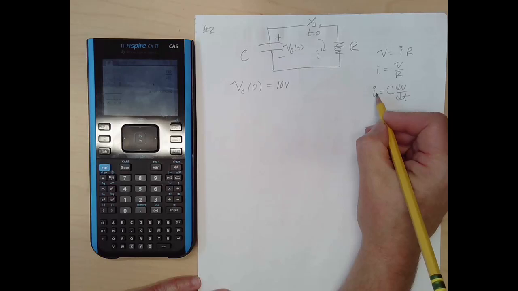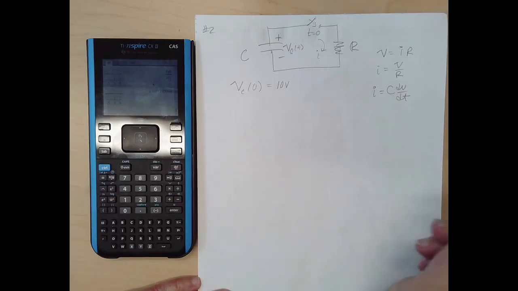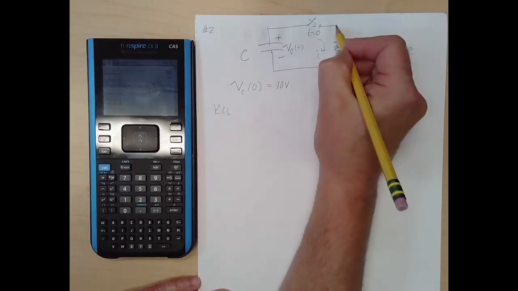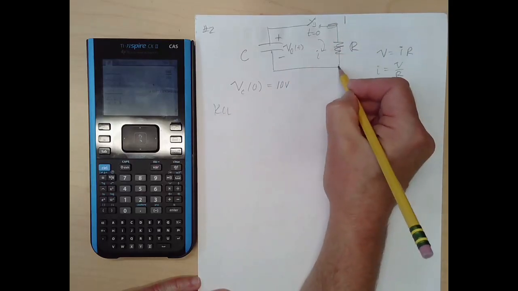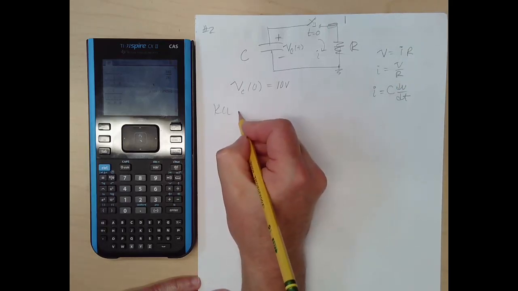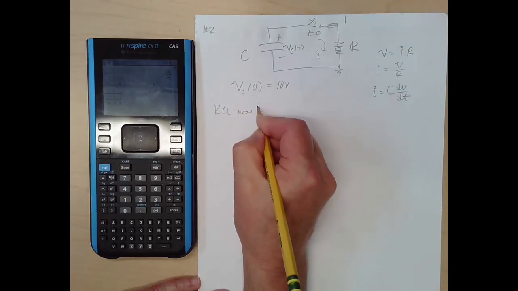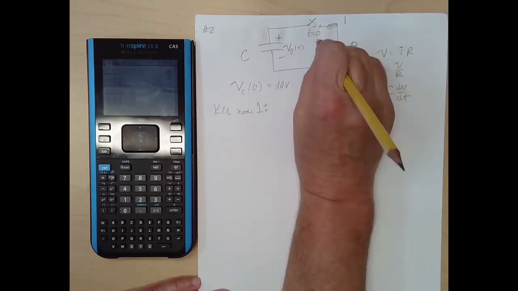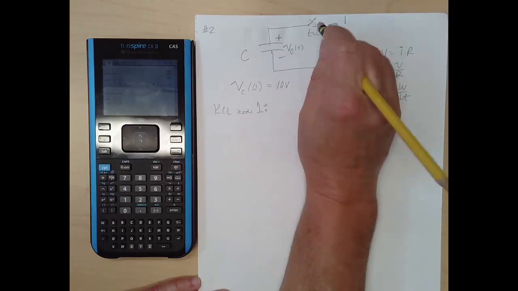All right, the current through a capacitor is proportional to the derivative of the voltage times capacitance. And so if we want to do, let's say, KCL at the top node, call it 1, and call this ground, it doesn't really matter. KCL at node 1, what are we going to have? Let's just take it as pieces here.